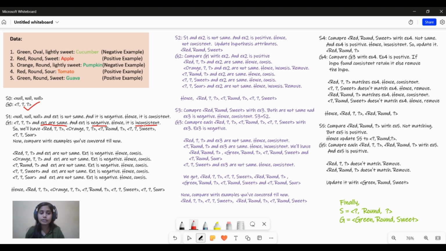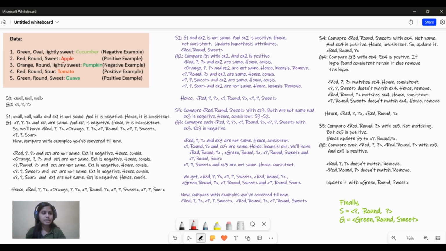Now what do we have to do if the hypothesis is inconsistent? We will create another hypothesis using the present example. How will we do that? We will take the opposite of the present value, that is the opposite colors of green, which are red and orange. So we will cover red and orange, and the remaining attributes will remain question mark. Now for the second attribute, we will cover the opposite of oval, which is round, and the remaining attributes will be question mark. So I covered round over here.